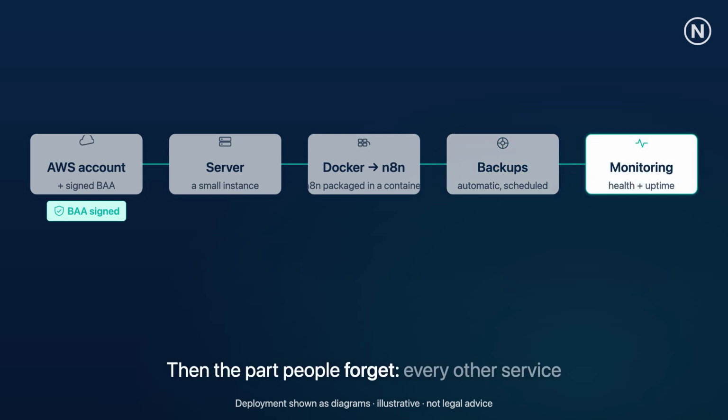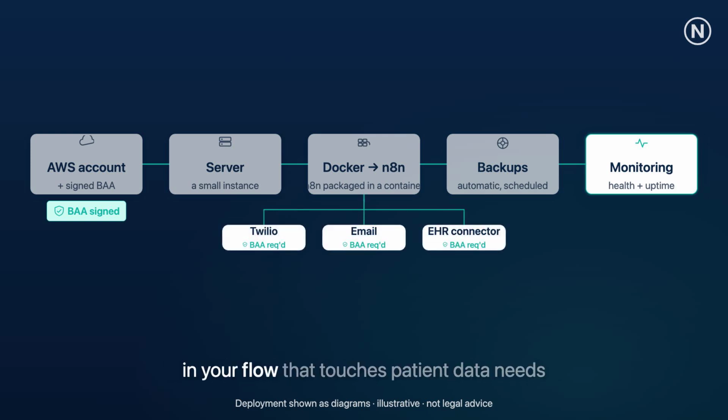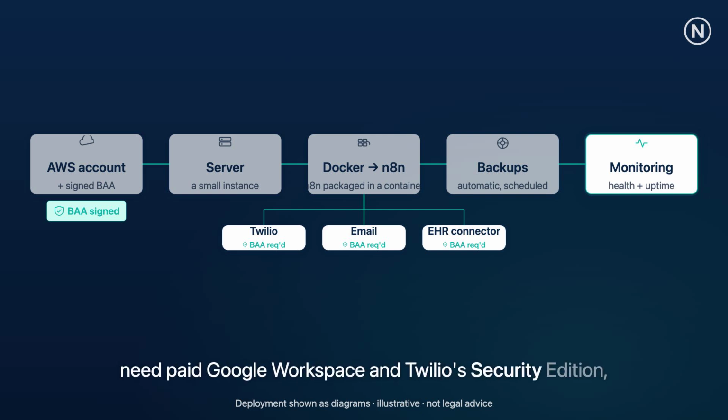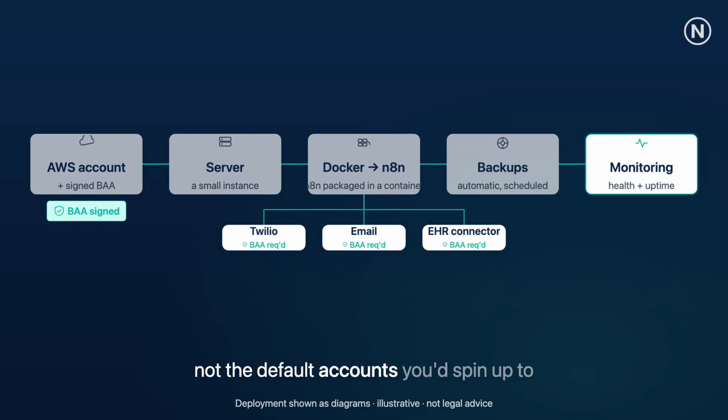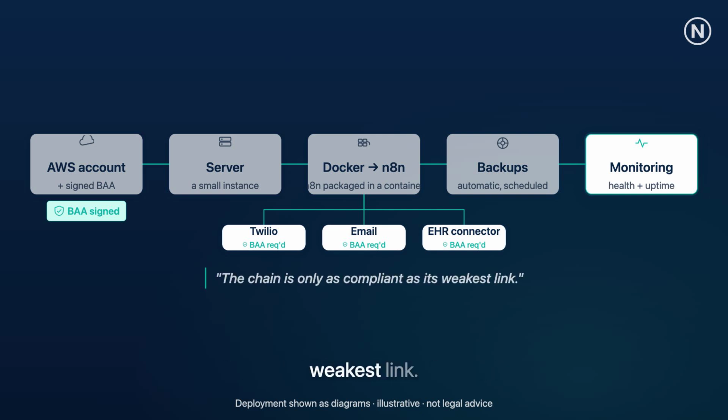Then the part people forget. Every other service in your flow that touches patient data needs its own BAA too. Your texting and voice provider, your email, your EHR connector. And a heads up that trips people up. The free tiers can't sign one. You'll need paid Google Workspace and Twilio's Security Edition, not the default accounts you'd spin up to follow along. The chain is only as compliant as its weakest link.